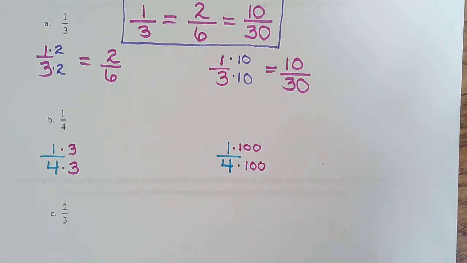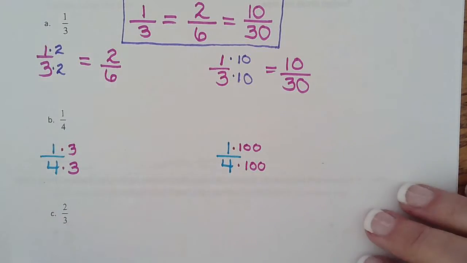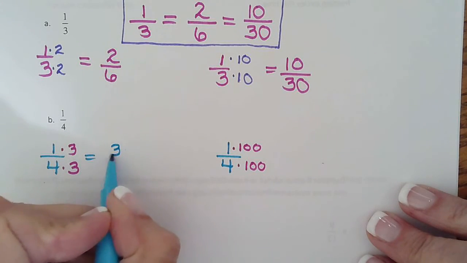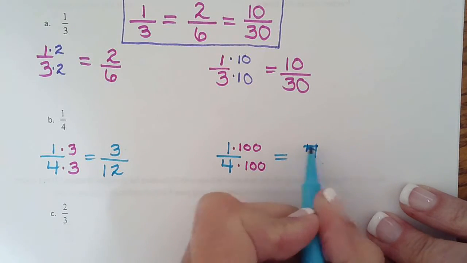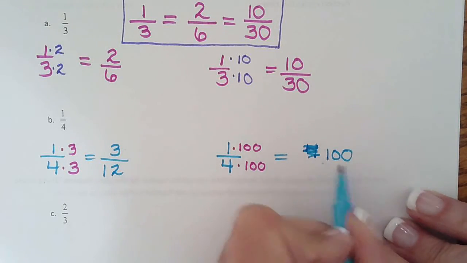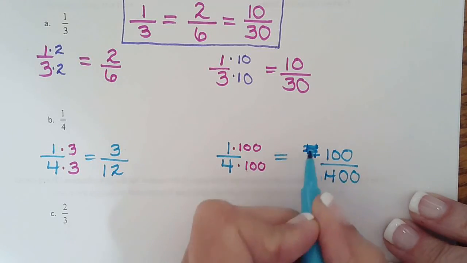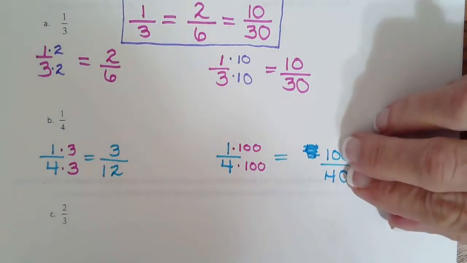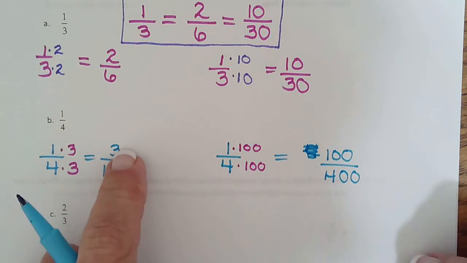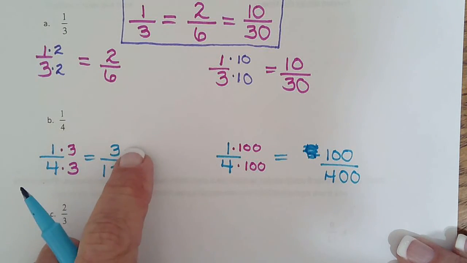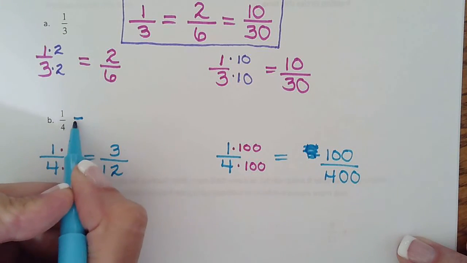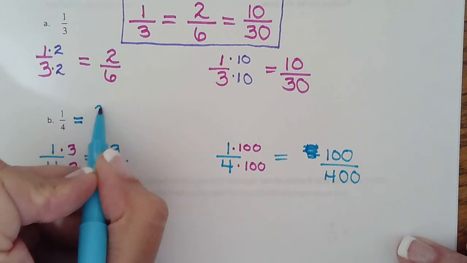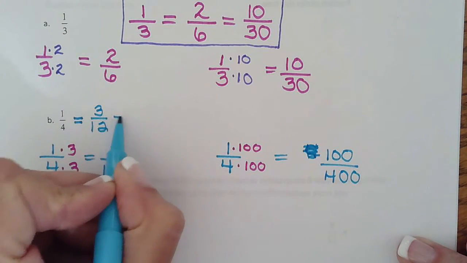And so that leaves us with 3 over 12 for the first fraction, and 100 over 400 for the second fraction. And you can see if you crossed out those two zeros, you'd still get 1/4. And you can see this simplifies to 1/4. 3 divided by 3 is 1. 12 divided by 3 is 4. So there are two equivalent fractions. So 3/12 and 100 over 400.